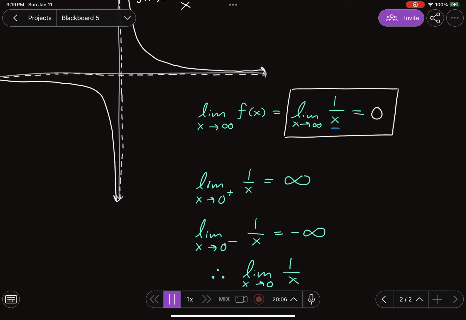Oh, don't write equals. Does not exist. Why? Because in order to exist, hear this very, very loudly, the left-handed limit would have to agree with the right-handed limit. They do not in this case. And therefore, this does not exist.